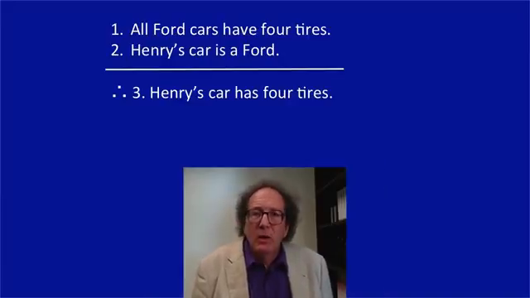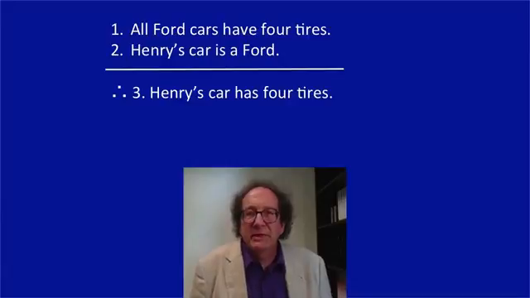Just try. One way to tell that you're not going to be able to do it is to reason backwards. Assume that the conclusion's false, that Henry's car does not have four tires. Maybe it's got six tires. Well then, how could both premises be true? If Henry's car is still a Ford and it has six tires, then the first premise is not true, because the first premise says that all Ford cars have four tires, and Henry's car would then, under that assumption, be a Ford car without four tires but with six tires instead. So the first premise would be false.